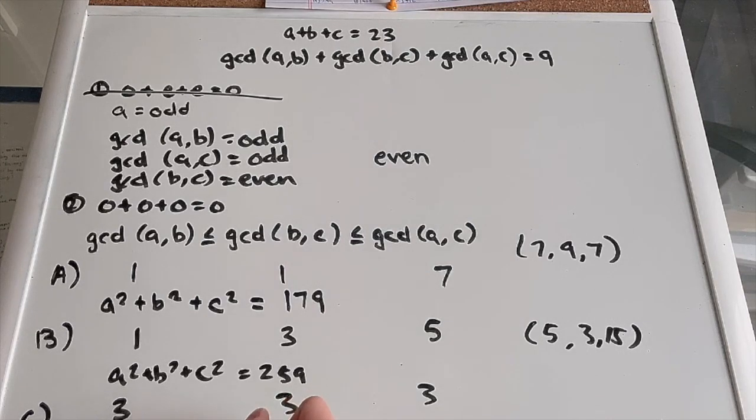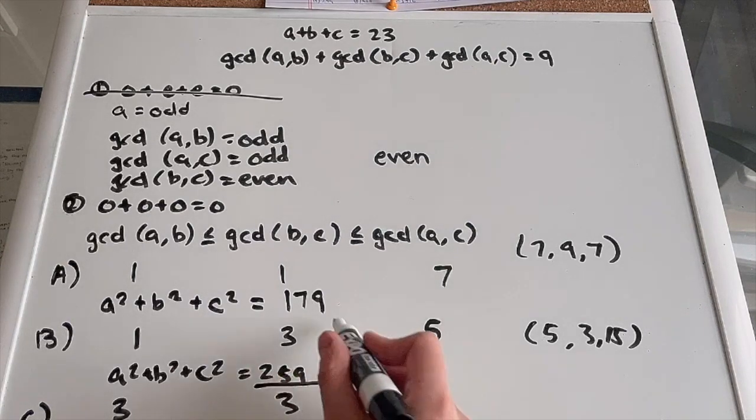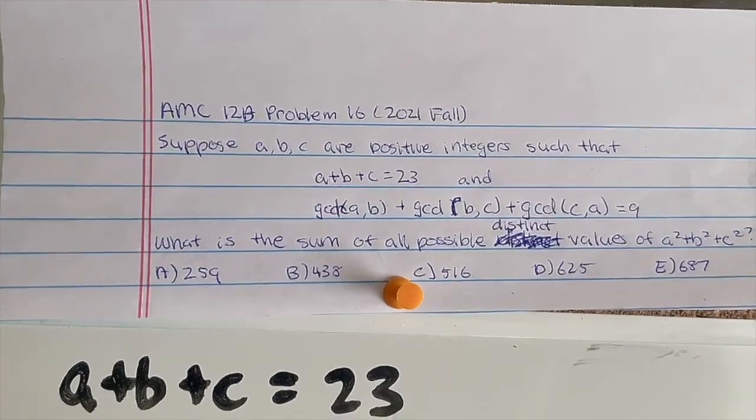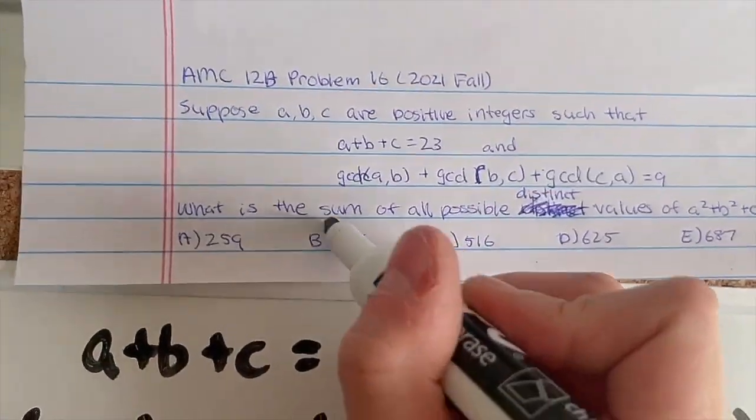So there's no solution. And now the problem is asking what is the sum of all possible distinct values of A squared plus B squared plus C squared. And so we would add 259 plus 179, and that gets us 438. Looking at our answer choices, we can see that the answer will be B, 438.